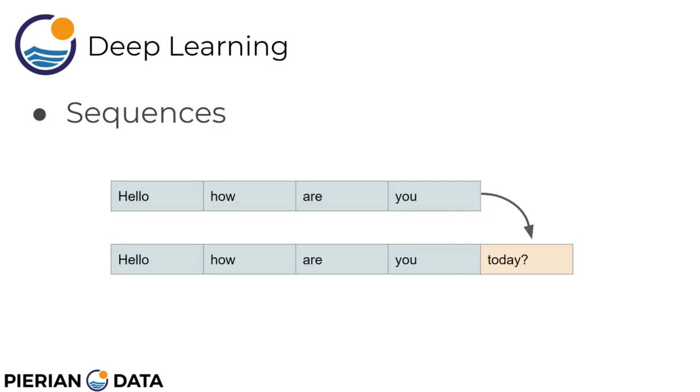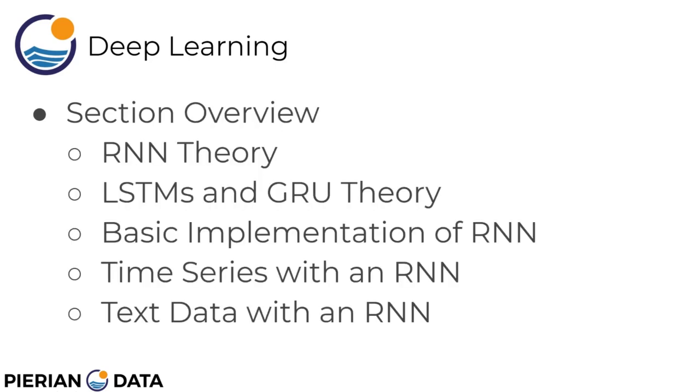So sequences can both be continuous values, like a time series of sales data, or a sequence of actual objects or variables. So in this section, we'll begin by talking about the general theory behind what makes a recurrent neural network different. Then we'll talk about these specialized neurons that really expand on recurrent neural networks called LSTMs for long short-term memory units and GRUs for gated recurrent units. And then we'll go through a basic implementation of a recurrent neural network, talking about time series with a recurrent neural network, and then we'll show you how to deal with text data with a recurrent neural network.